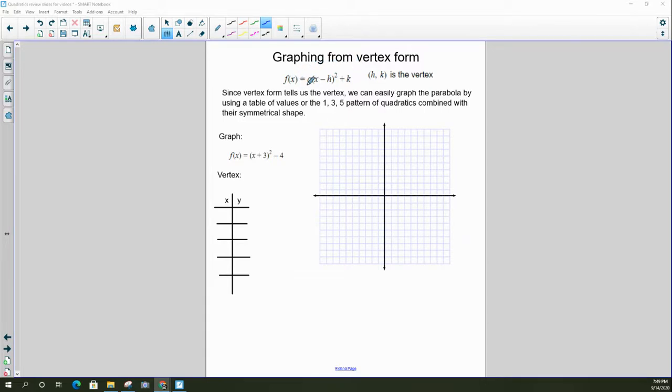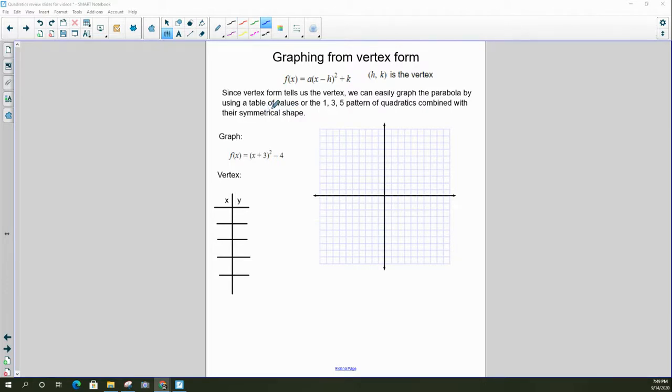And so we're moving a parabola. This h and k is a key point. It's going to be our vertex. All right, and so vertex form tells us the vertex without doing any work, so it's pretty easy to graph. Again, I believe it's the easiest form to graph from because it tells us the vertex.